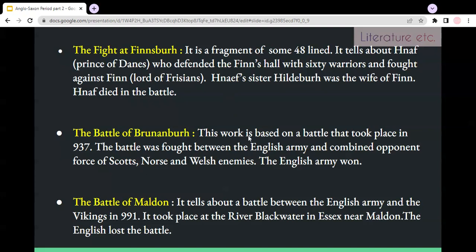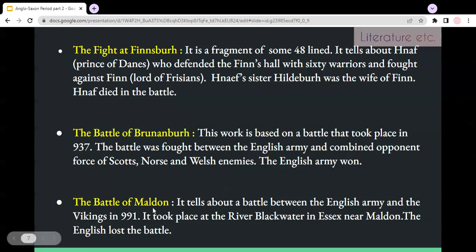This work is based on a battle that took place in 937. So it is actually based on a real battle, and it was fought between the English army and the combined opposing force of Scots, Norse, and Welsh armies. So on one side there was the English army, and on the other side there was the combined force of Scots, Norse, and Welsh armies. The English army won the battle.